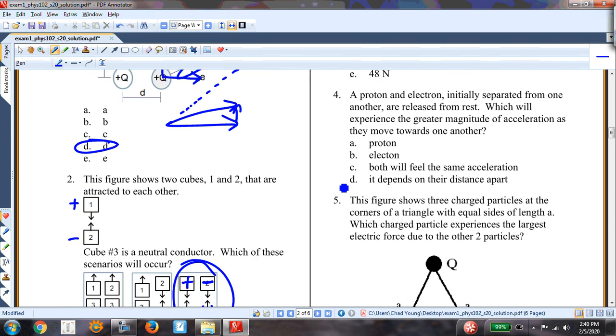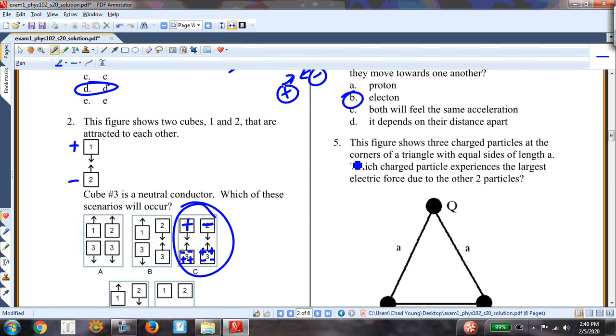A proton and electron initially separated, released from rest, which will experience the greater magnitude of acceleration? They both experience the same force, plus, minus. They feel a force that's attractive, that's equal but opposite, but because the electron has a mass that's about 1/10,000th that of the proton, it will feel a much greater acceleration.